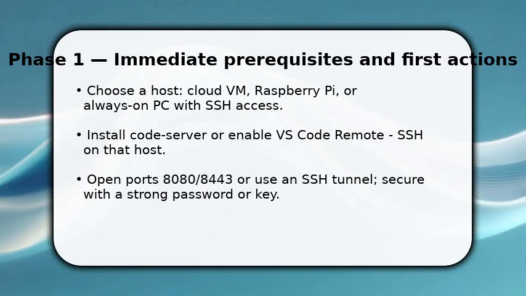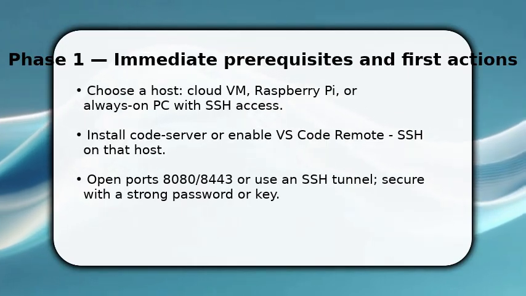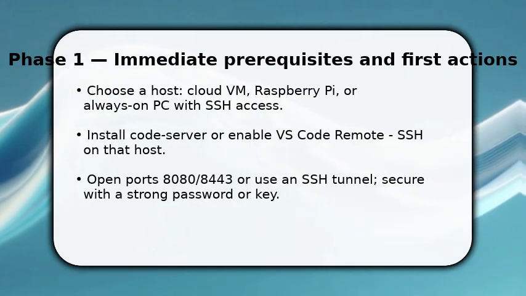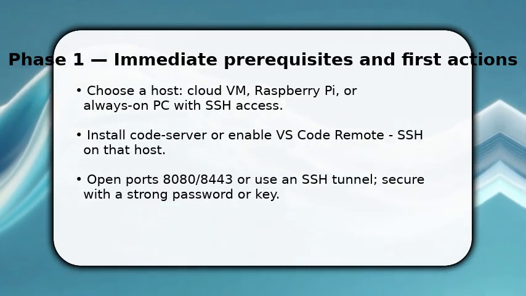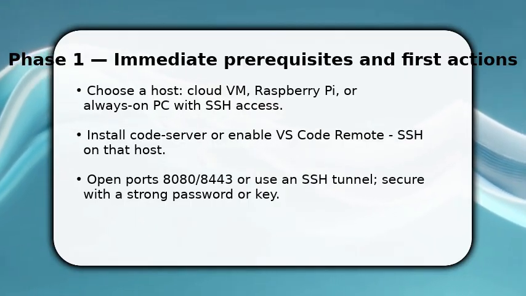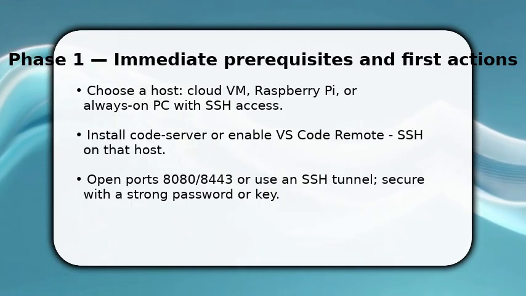You start by preparing a remote machine that actually runs Visual Studio Code, because your phone will only act as the client. Provision a cloud VM or use a Raspberry Pi, and install Code Server or enable VS Code Remote SSH. These let the editor run remotely.